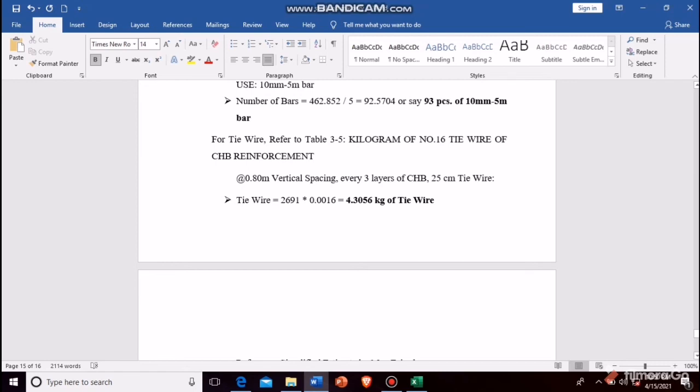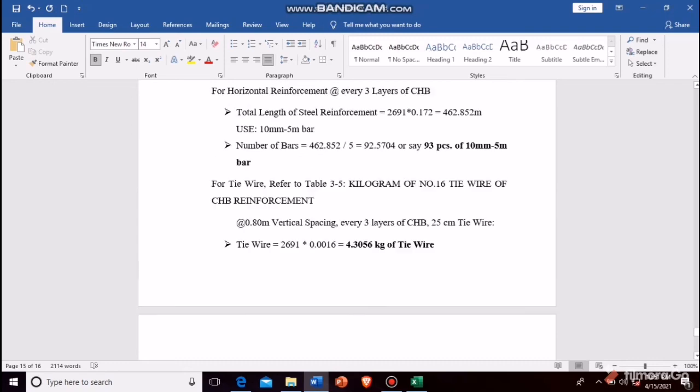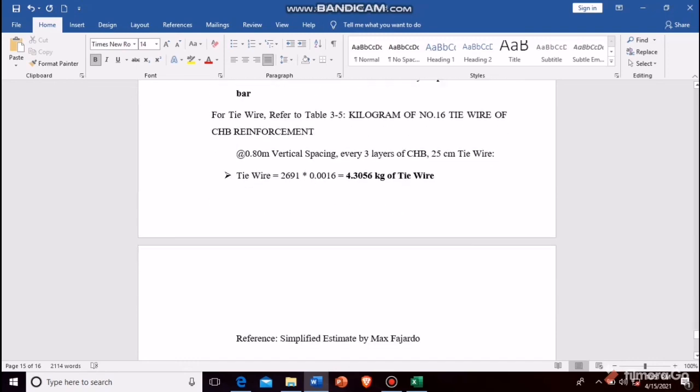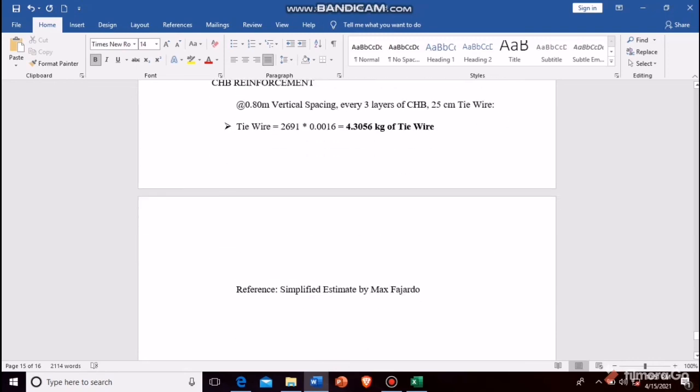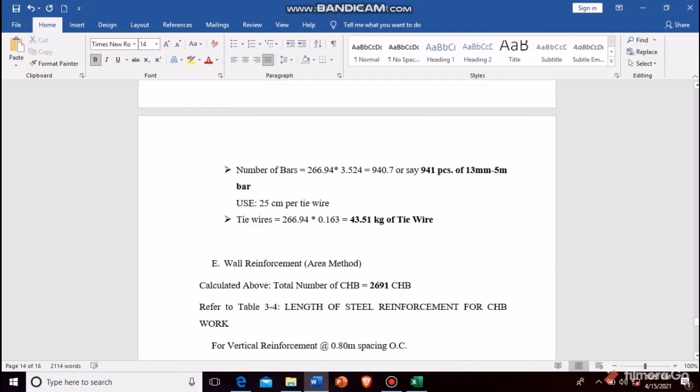And for tie wire, refer to table 3-5 kilogram of number 16 tie wire of concrete hollow block reinforcement at 0.80 vertical spacing every 3 layers of concrete hollow block, 25 cm tie wire. Tie wire is 0.0016 nga constant, that is 4.3056 kilogram of tie wire. And that's all for masonry. And the reference is Simplified Estimate by Max Fajardo.